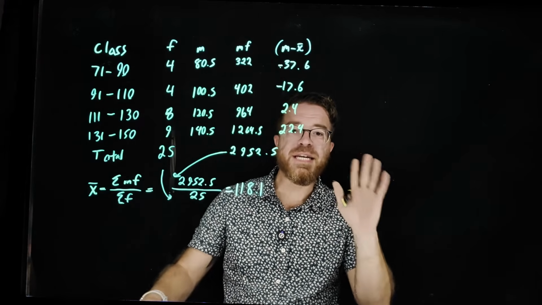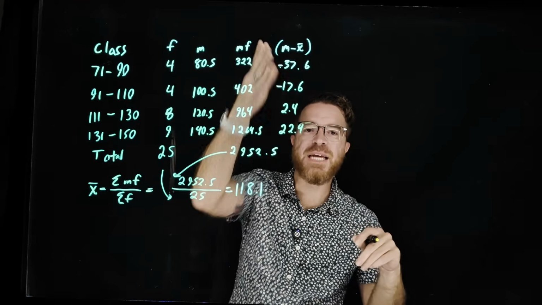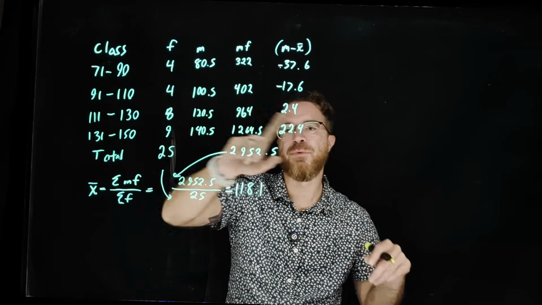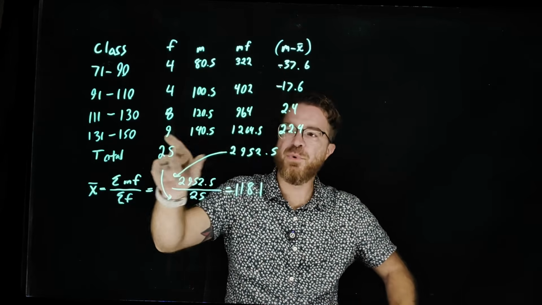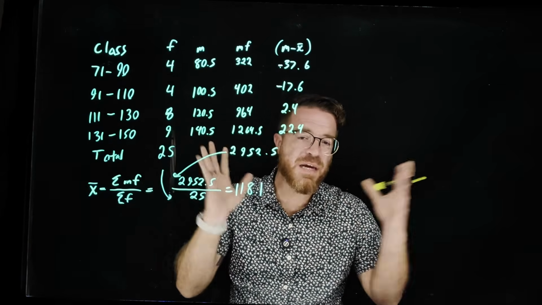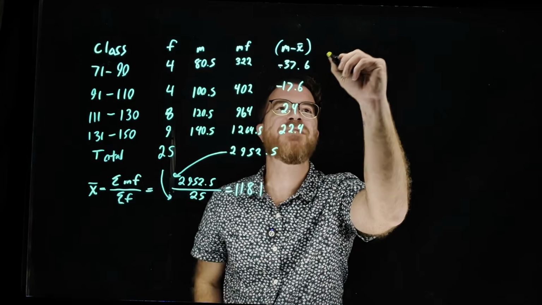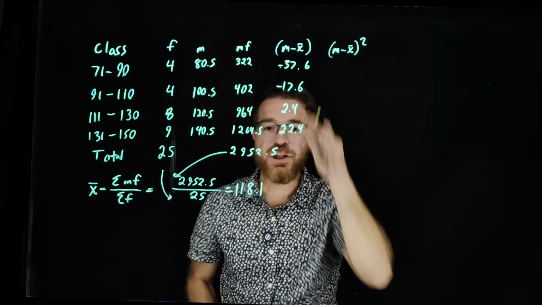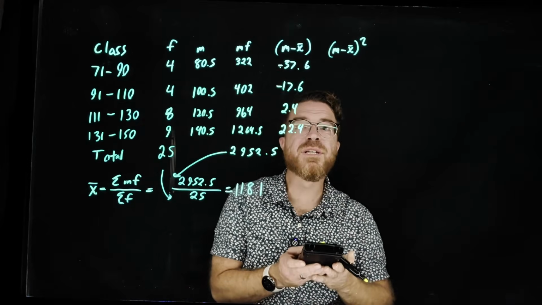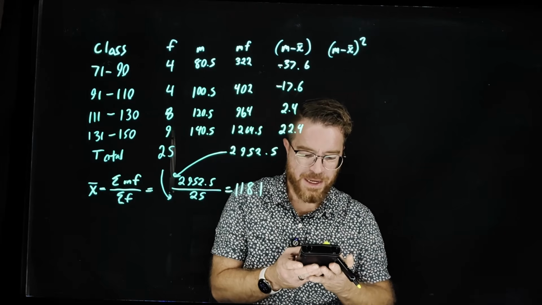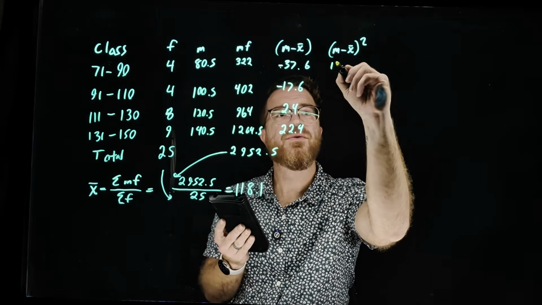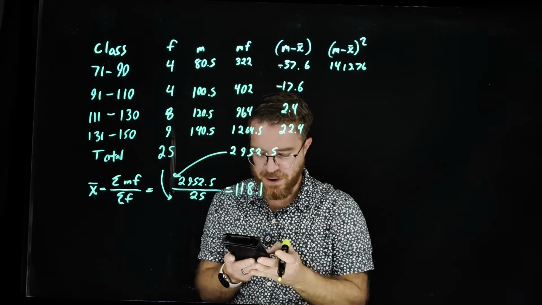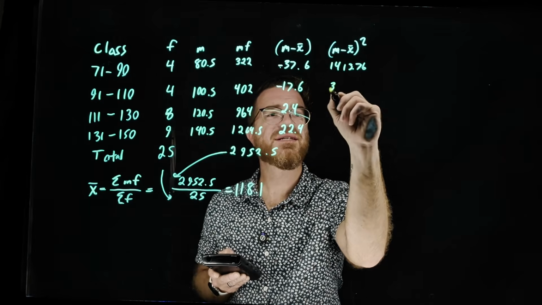Now, the reason we need to square these terms next is because if we were to take the sum of these, taking into account the frequency, so negative 37.6 times 4, negative 17.6 times 4, 2.4 times 8, 22.4 times 9, and sum all these up, they should basically cancel each other out to around 0. So the next part of our table is going to be M minus X bar squared. We're going to take each of these values and square it. So the first one, 37.6 squared, is going to be 1,413.76. 17.6 squared is going to be 309.76.